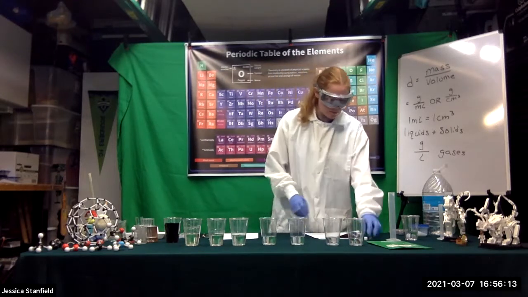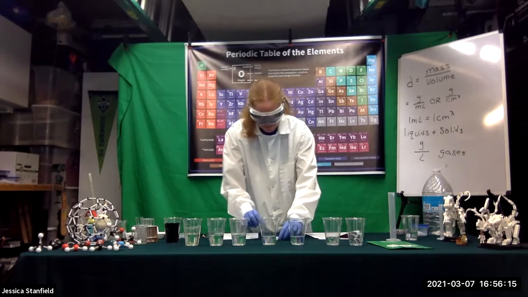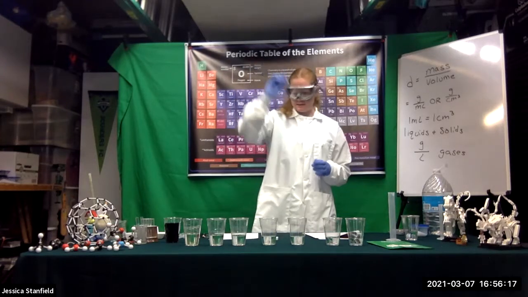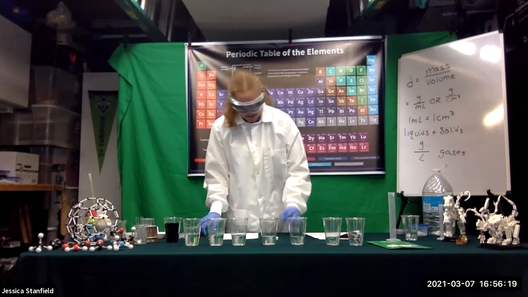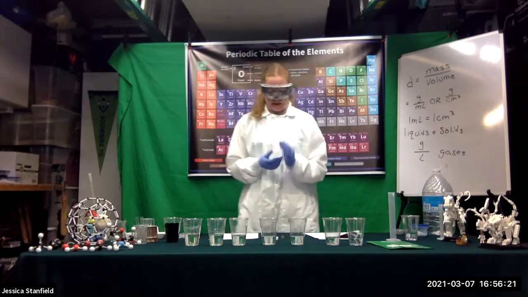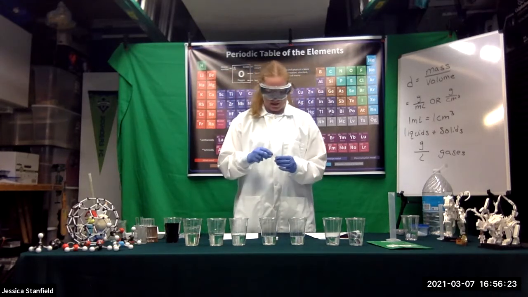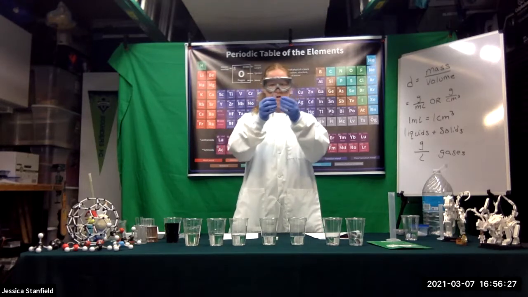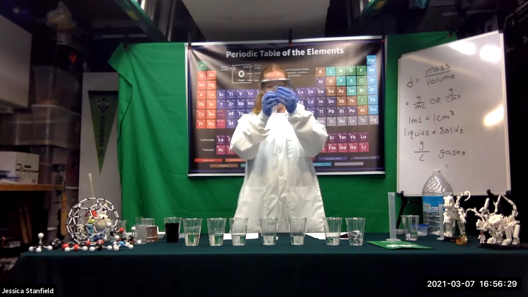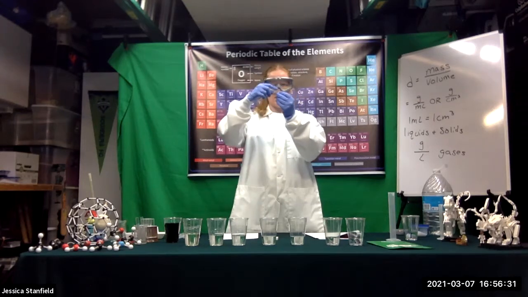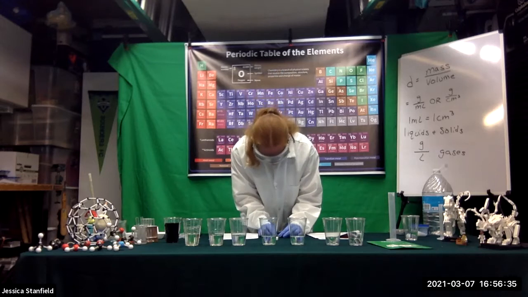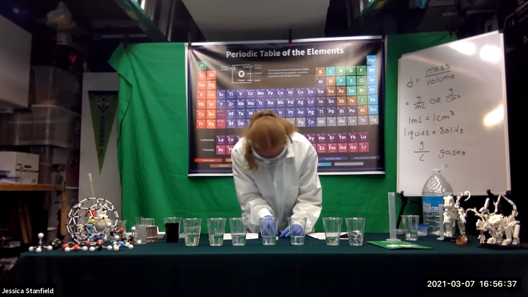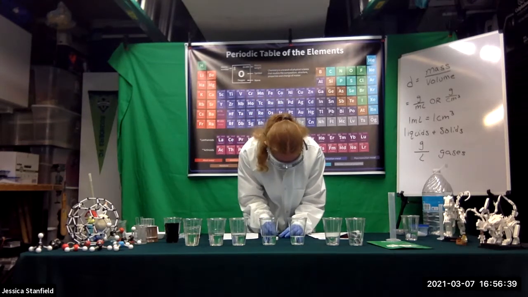Okay, so the first thing that we're going to determine are the densities of our little solids here. So what we're going to do is take our ruler and use the metric side. We're going to measure our height and our diameter. For my height, I'll put it up there. For my diameter, I'll put it like that. Again, we want to use our metric and do it in centimeters.